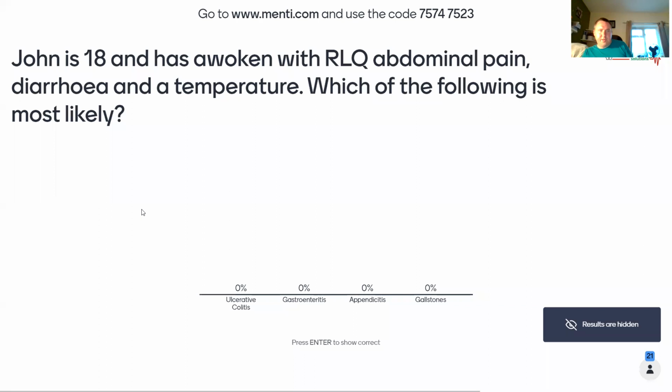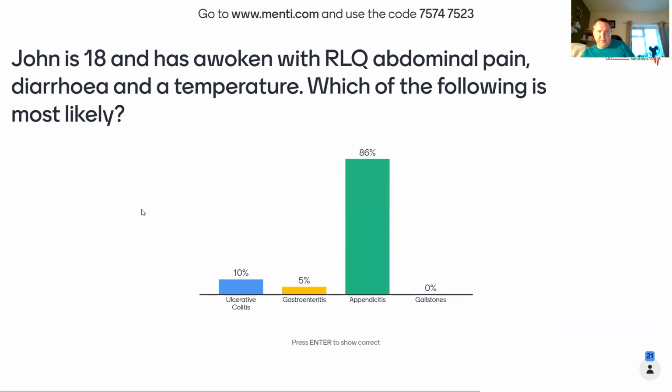Right lower quadrant abdo pain, diarrhea and a temperature. Which of the following is most likely? Just slow it down a little bit. Let's see where most people are going. 10% saying ulcerative colitis, 5% saying gastroenteritis, the vast majority saying appendicitis. Nobody's yet saying gallstones. Oh, somebody said gallstones. Just to even it out. Well done. So perfect. The correct answer is, of course, appendicitis.